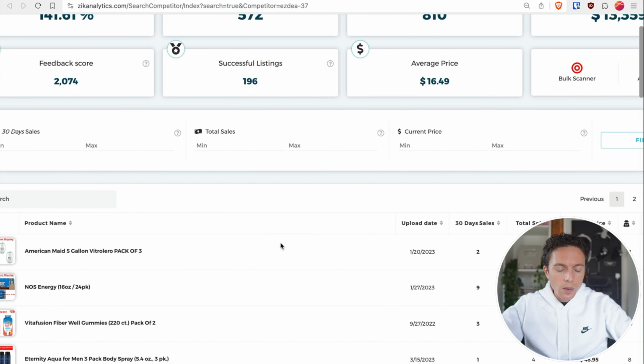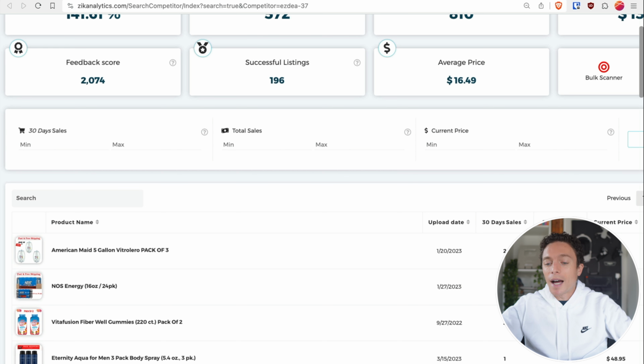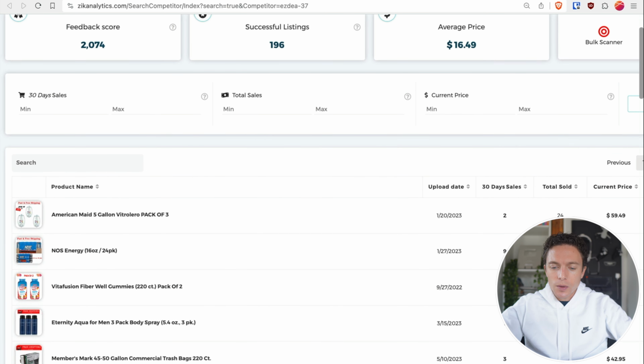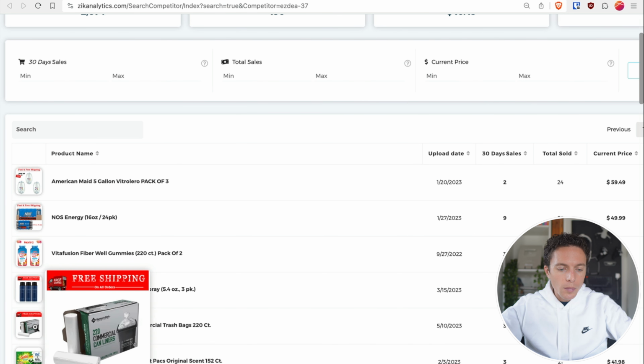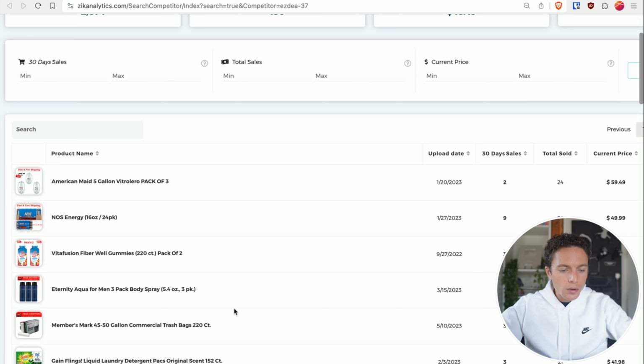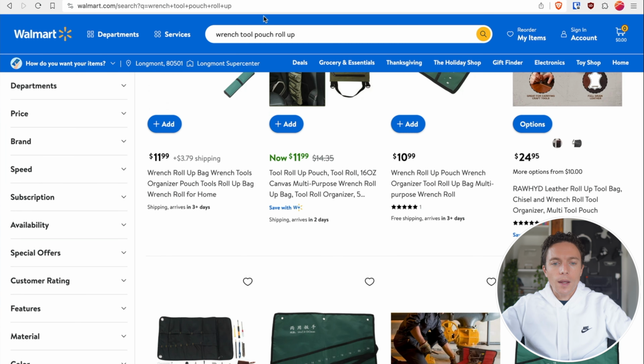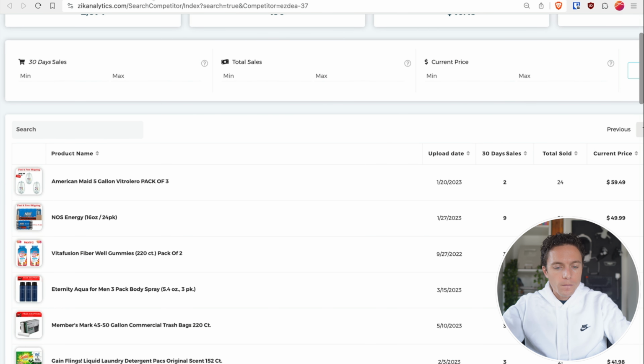So for instance, this thing, whatever this is right here, this is sold 9 times in the past month for $50. Great. Whatever this is, I want to find it. I want to sell it, something similar. This one is sold 3 times in the past month for $50. This one is sold 3 times in the past month for $43. So let's see if we can find these commercial trash bags, right? So I'll come over here to Walmart and let's search for commercial trash bags.